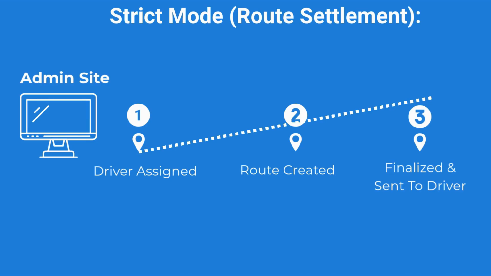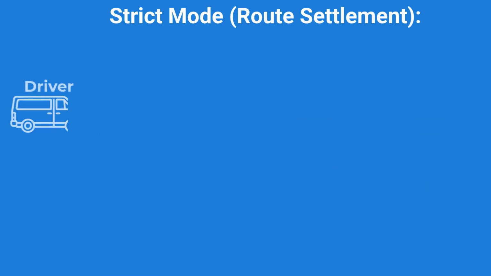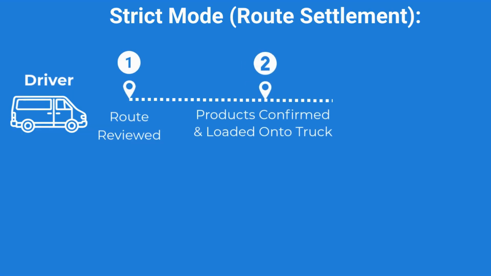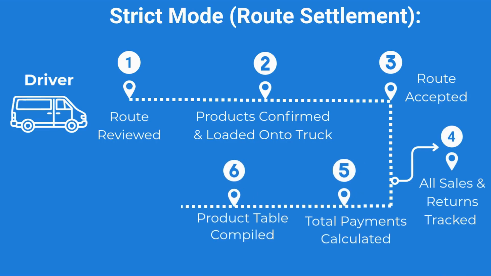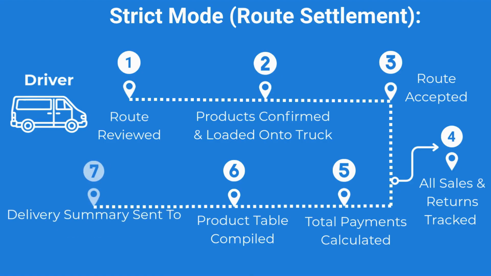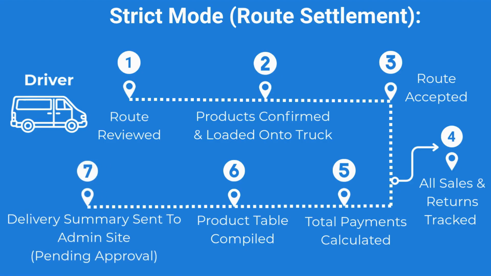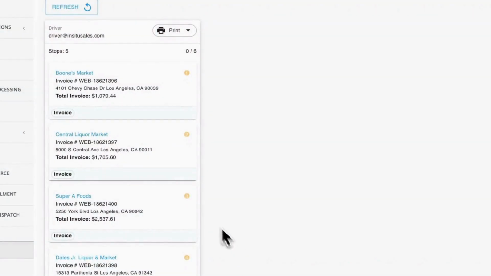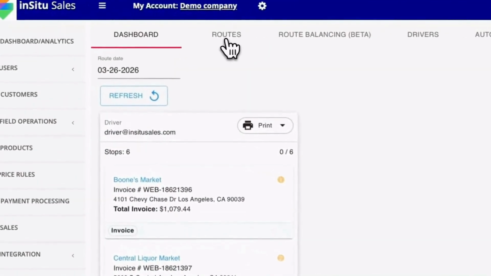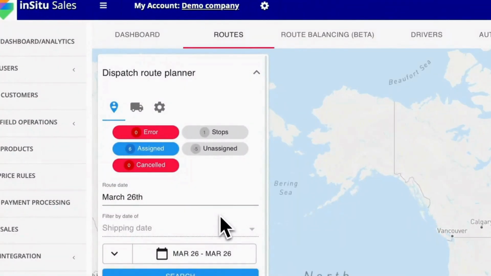It adds step-by-step verification for admins and drivers, confirms product loading onto trucks, and includes a new reports dashboard to track sales, returns, and payments in real time. Once a route is complete, everything is automatically compiled and sent for approval, giving you total visibility and accountability across every delivery. Now, let's learn everything you'll need to know to start implementing route settlement.